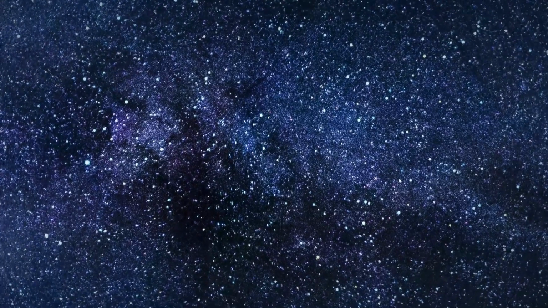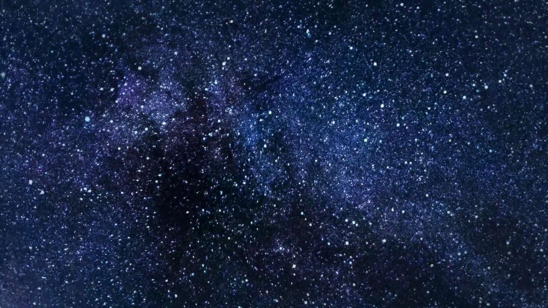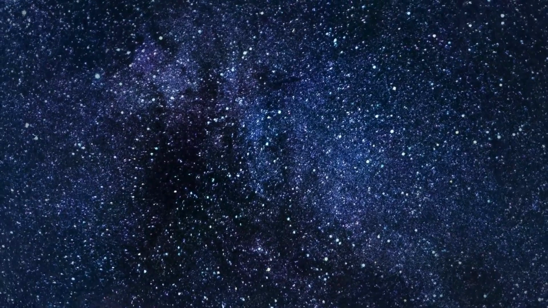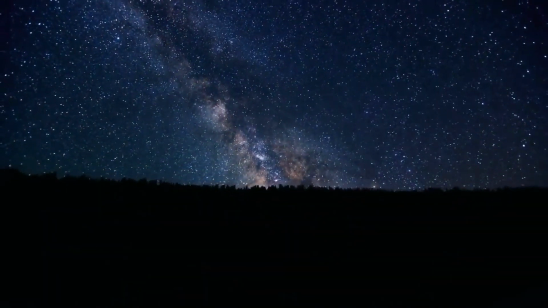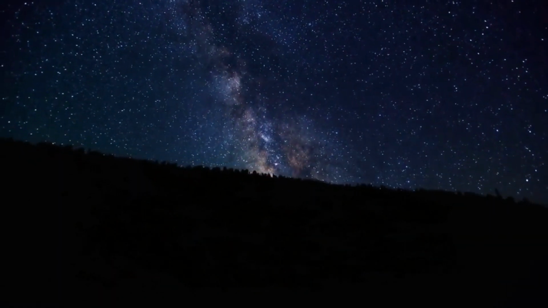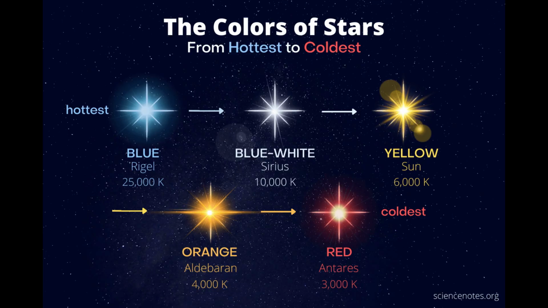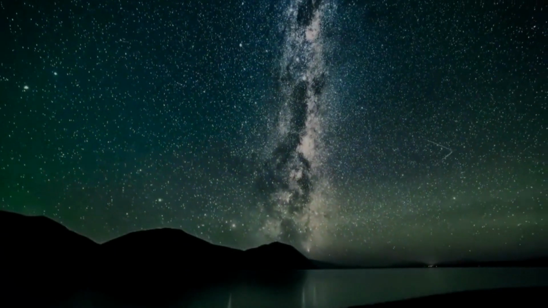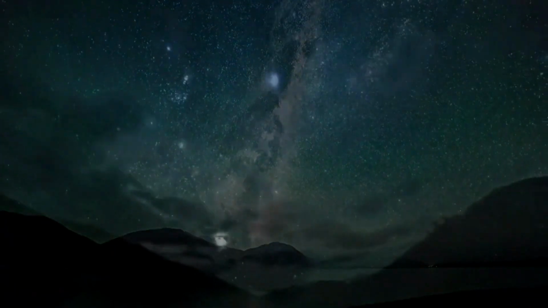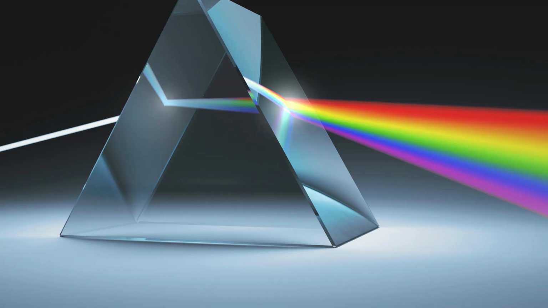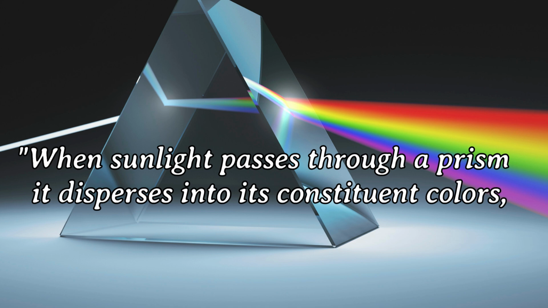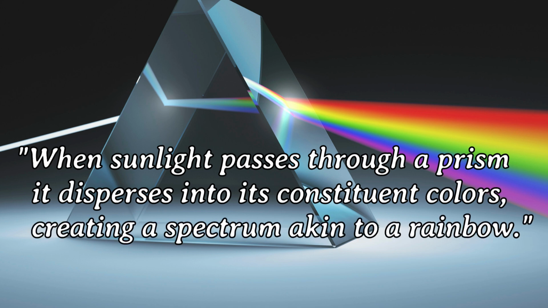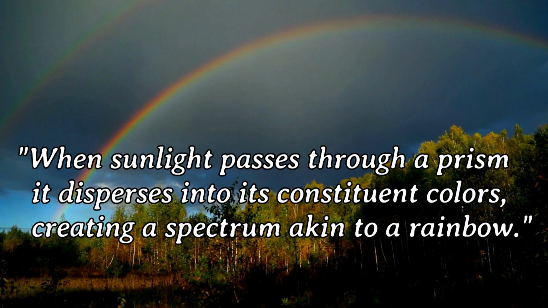Stars, being incredibly distant, often appear to us as mere points of light, making it challenging to discern their size or shape. However, despite these limitations, astronomers can differentiate between various types of stars primarily by examining the color of their light. This breakthrough in understanding the nature of light and color came with Sir Isaac Newton's discovery. He found that when sunlight passes through a prism, a triangular-shaped piece of glass, it disperses into its constituent colors, creating a spectrum akin to a rainbow.